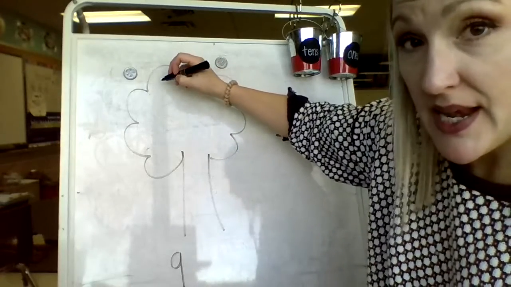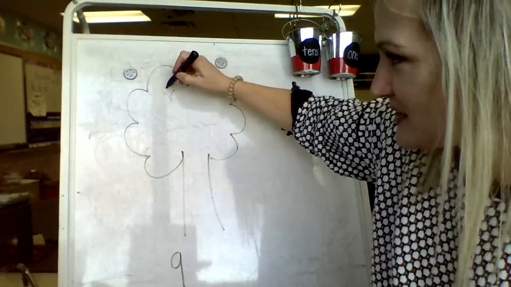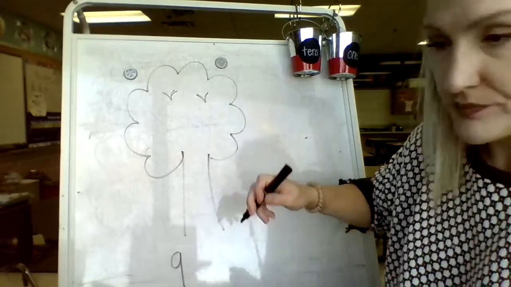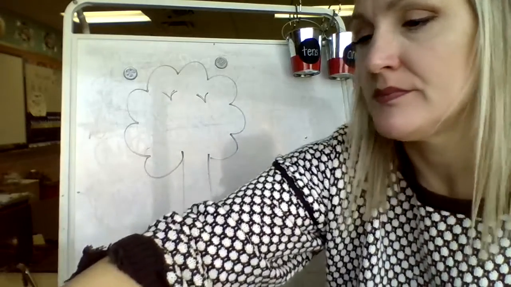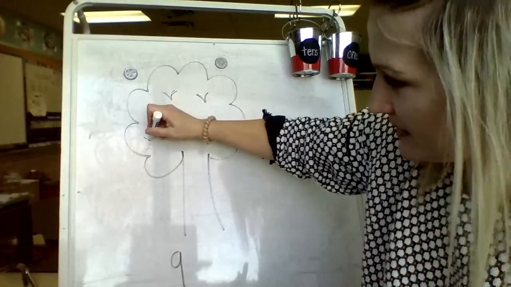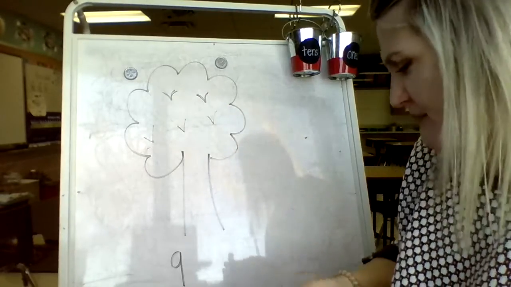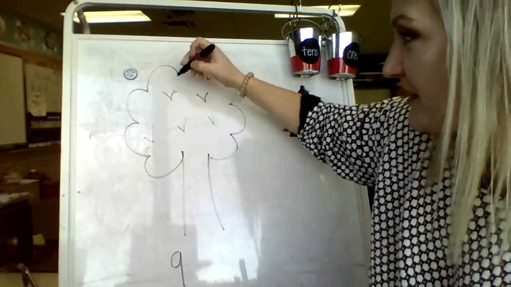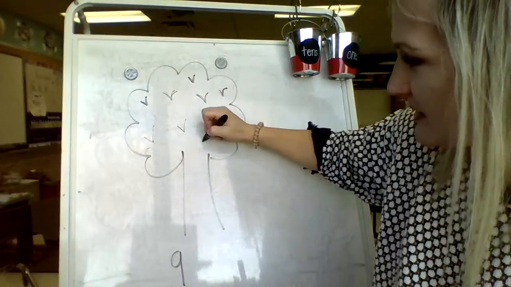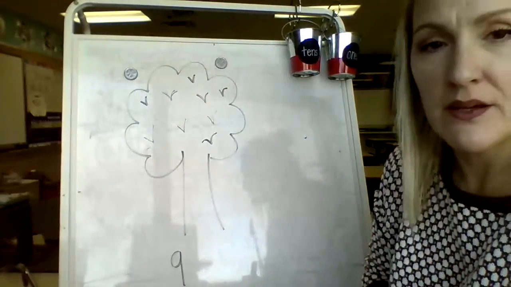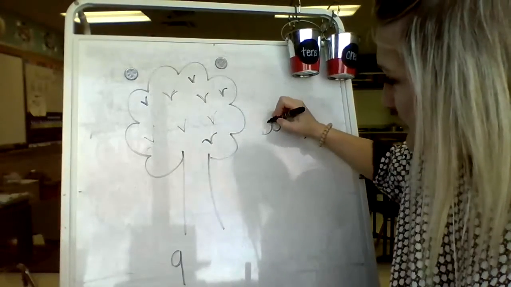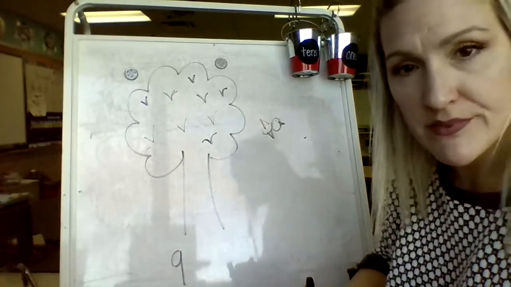Some birds flew. Wait, let me slow down. I'm going to draw 9 birds. This is just my easy way to draw birds. 1, 2, 3, 4, 5. All my markers are bad. 1, 2, 3, 4, 5, 6, 7, 8, 9. Now you could do that, or you could draw a bird like this. That's totally up to you.